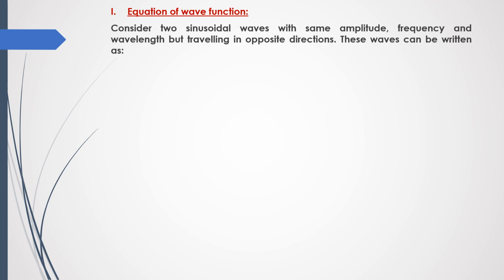Now I'm going to derive the expression representing the equation of a standing wave. For that, I'm considering two sinusoidal waves with the same amplitude, frequency and wavelength, but traveling in opposite directions, which means that they are out of phase. These waves can be written as y1(x,t) = a0 sin(kx - ωt). The second one is y2(x,t) = a0 sin(kx + ωt), where a0 is the amplitude, ω is the angular frequency, and k is the wave number. So this positive sign and this negative sign, the difference in sign, shows that both waves are out of phase.